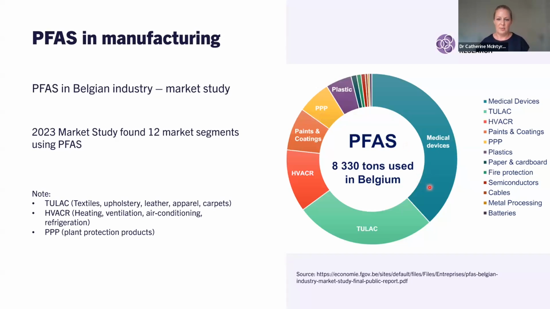And then there's plastics, paper and cardboard, which can be quite a big one depending on the size of the industry. Fire protection, which we saw earlier, semiconductors, as I said, coatings in electronics, and then cables and metal processing, so in the lubricants in the processing of metals. So there's quite a huge number, really, of uses for PFAS in manufacturing. As I said, the distribution may be different for Ireland, but that's a good heads up of the types of manufacturing industries that use PFAS.